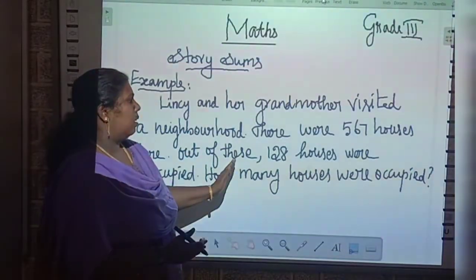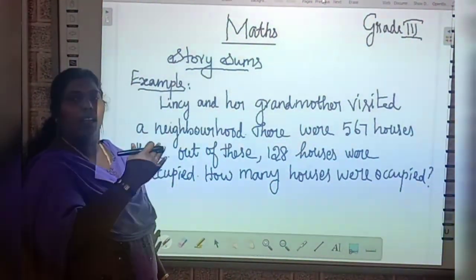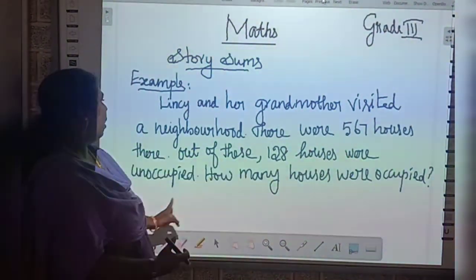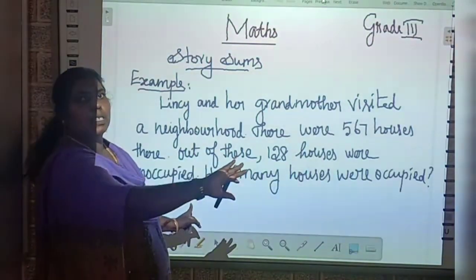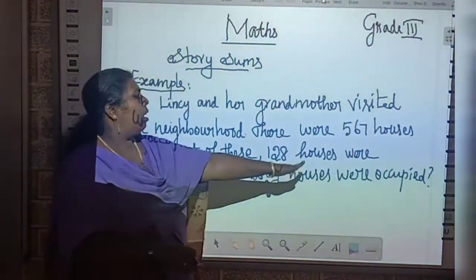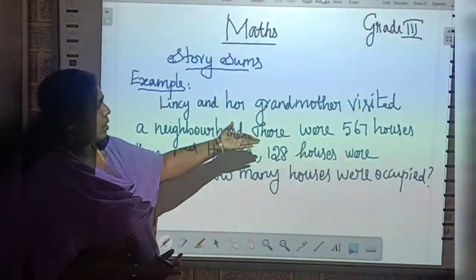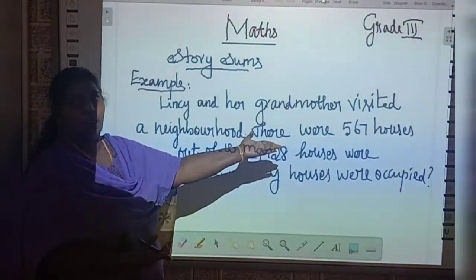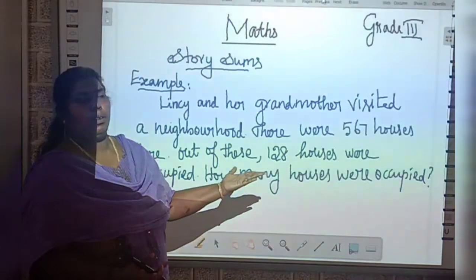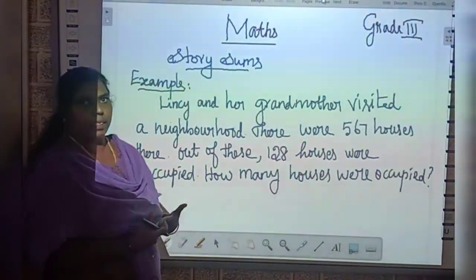Out of these, 128 houses were unoccupied. So, remaining houses are occupied, right? 128 houses are unoccupied means the balance houses are occupied. We are going to calculate how many houses were occupied. What is given? Total number of houses is given. Then how many houses are unoccupied is also given. So, which operation do we have to use? We are going to use subtraction.